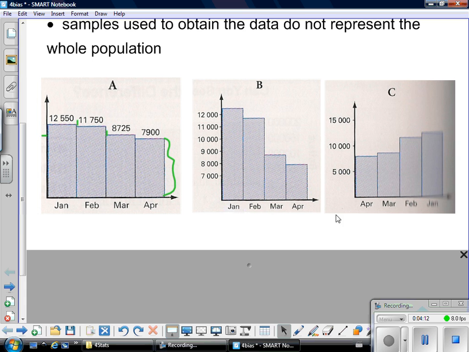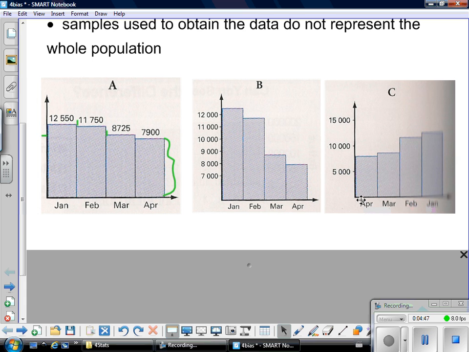Let's take a look at the next one and look at the scale of it. Again, from here to here is supposed to be 5,000. Let's see if that's the case. If I take it and put it here, that appears to be 10,000, 15,000. So that's pretty good. So the problem on this graph isn't the scale. So what is the problem on this graph? Well, the others go January, February, March, April. This one is backwards: April, March, February, January.